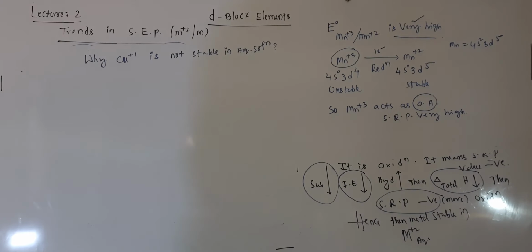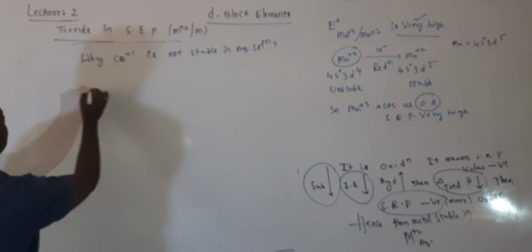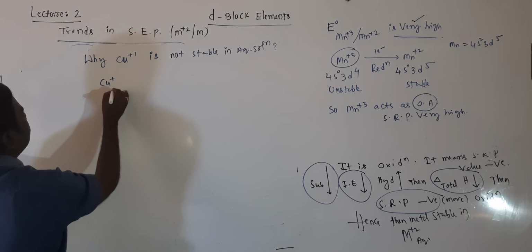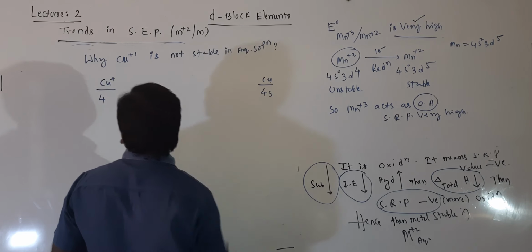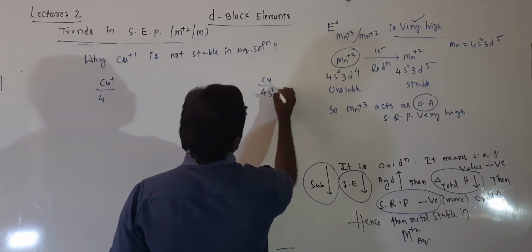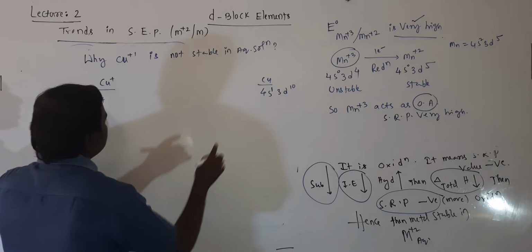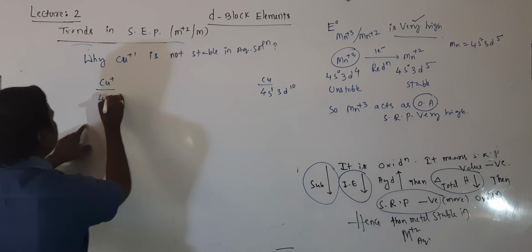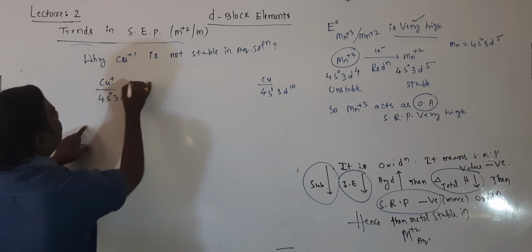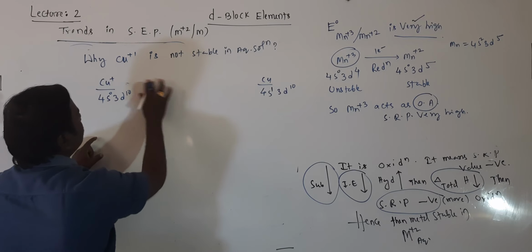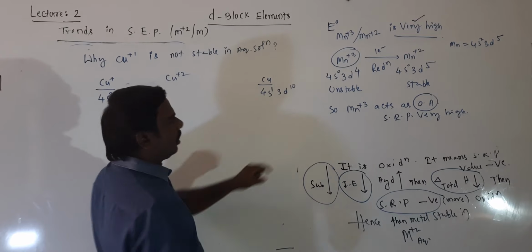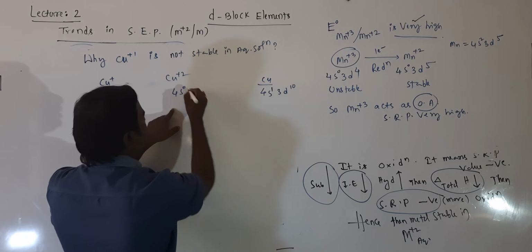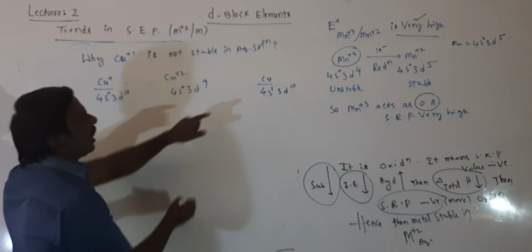Why? The reason is, copper configuration is 4s1 3d10 actually. Plus 1 means 1 must be removed from this, 4s0 3d10. Then next one is Cu plus 2. Plus 2 means 2 must be removed, then 4s0 3d10 becomes 3d9. 3d9 means unstable.